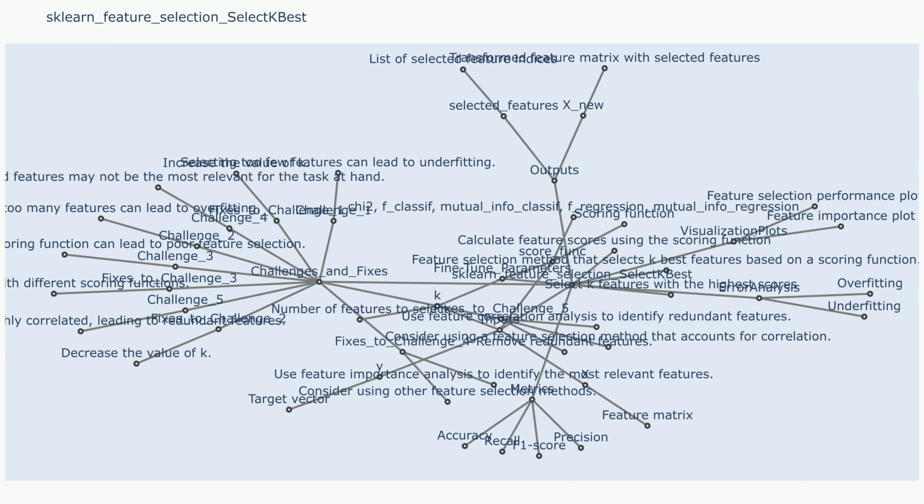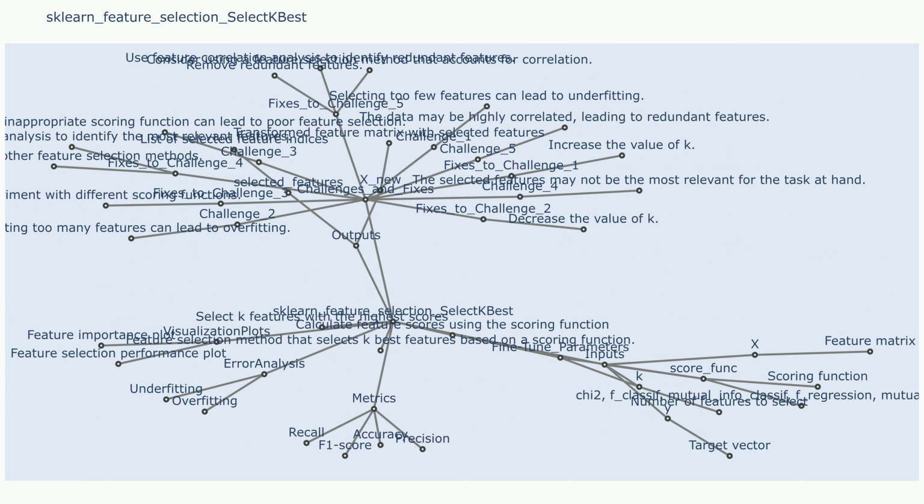Outputs. transform: the output is a transformed version of your input data X containing only the selected K features. The dimensionality of the data is reduced. scores_: this attribute provides the scores for each feature according to the chosen score function. This can be useful for understanding the relative importance of features.